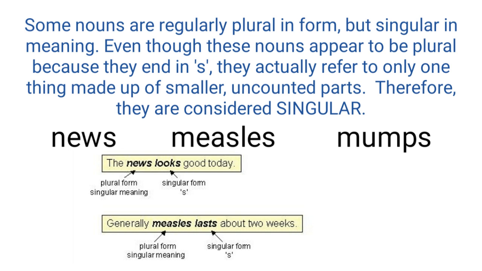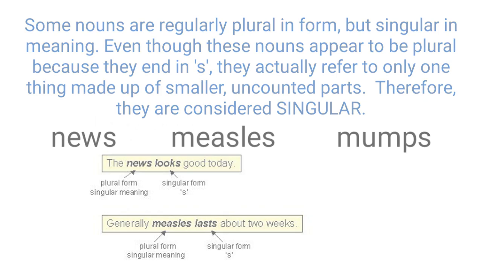Then the names of diseases like measles, mumps and all are also considered singular. So we should use singular verb forms. Look at the next example. Generally, measles lasts about 2 weeks. So here also, as the noun is singular, we should use the verb also in its singular form. That's why we use lasts.